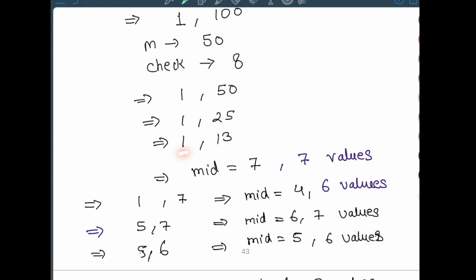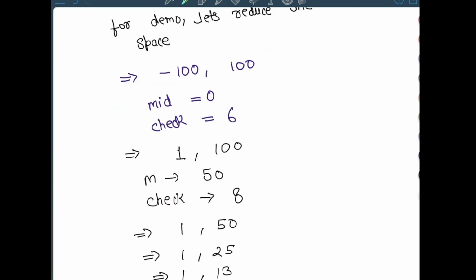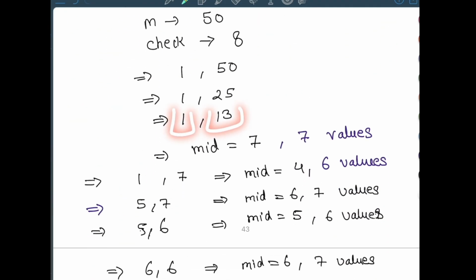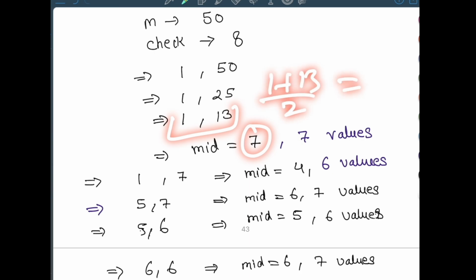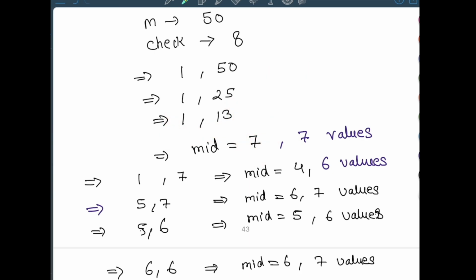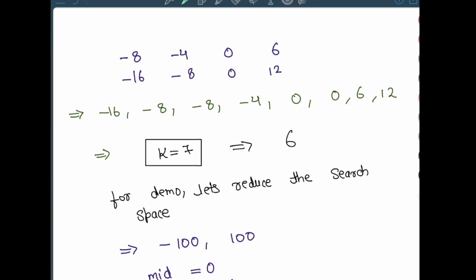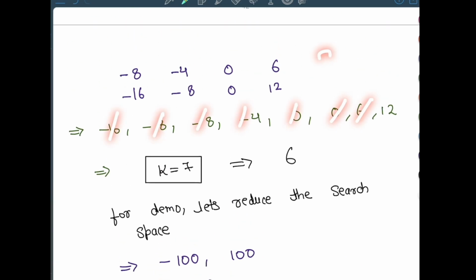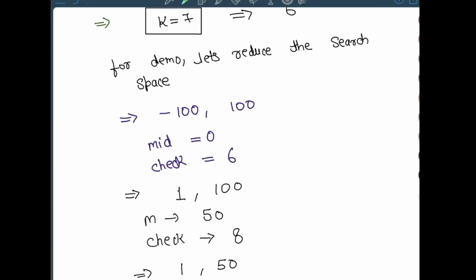My search space will be 1 to 13. My answer is within 1 to 13. You know the answer is 6, right? Right now we are good. The left is 1, the right is 13. The mid value is going to be 7: 1 plus 13 divided by 2. Now tell me, how many values do I have which are less than or equal to 7? I have 1, 2, 3, 4, 5, 6, 7. I have 7 values less than or equal to 7. Exactly what I need, right?